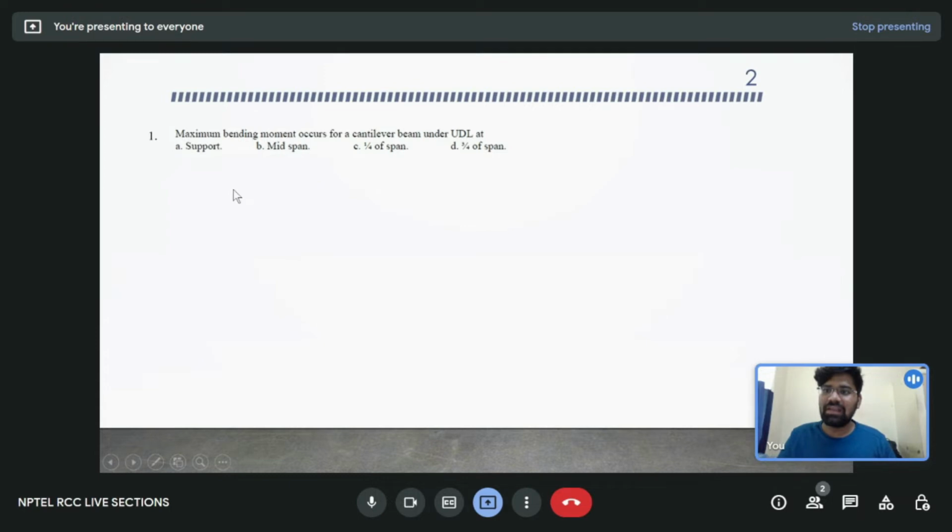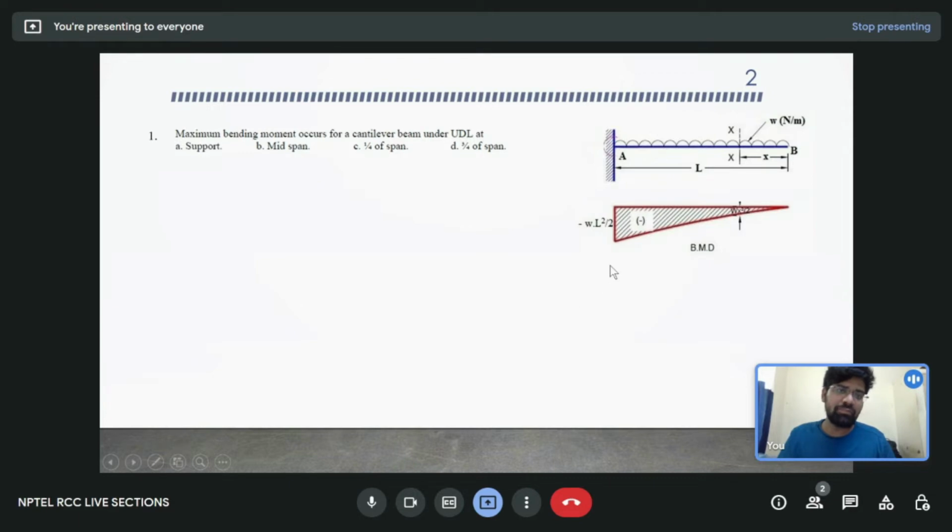The first question for this assignment is: the maximum bending moment occurs for a cantilever beam under UDL at. This is a very simple question, I think. This assignment zero is basically for practicing purposes. Here you can see the cantilever beam with a UDL load. When we draw the bending moment diagram, the moment can be easily calculated. We calculate the load by multiplying W by L, acting at the center, and the moment can be taken easily. It is found that the maximum bending moment occurs at the support. So this was a very easy question.